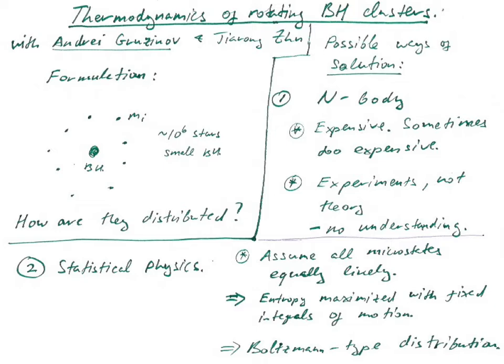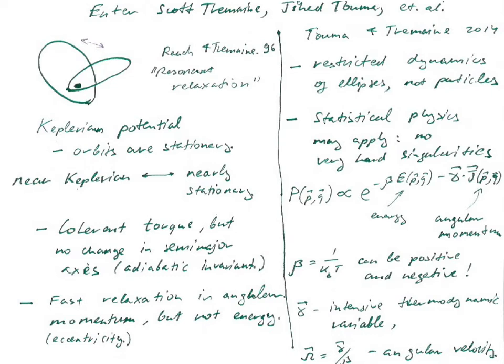So this is great, but unfortunately, typically statistical physics methods don't really work very well for gravitational systems. However, Scott Tremaine, Jihad Touma and others have shown that in particular for galactic nuclei, statistical physics methods can be valid and also very powerful.